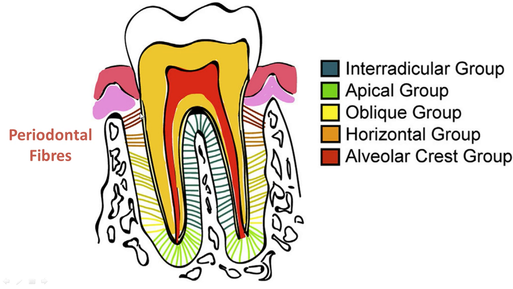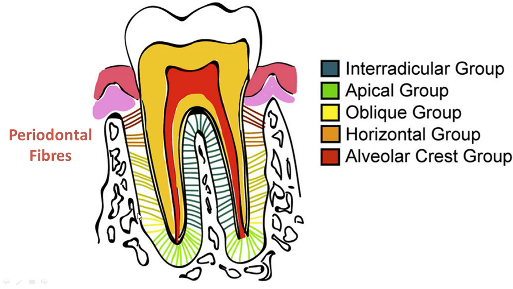Okay, the alveolar crest group of fibers resist the tipping forces. Then we have the horizontal group of fibers. Horizontal group of fibers resist the horizontal or lateral movement of the tooth, and they are present in a horizontal or perpendicular direction, and again they run from the cementum to the alveolar bone in a perpendicular direction. Then we have the oblique group of fibers.